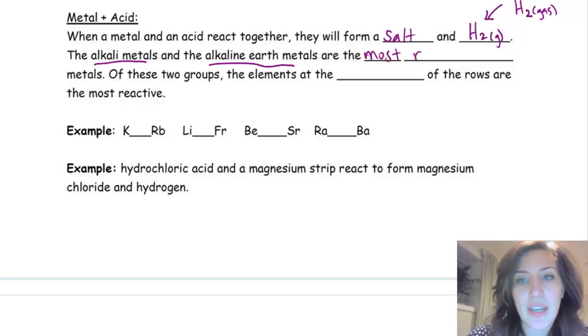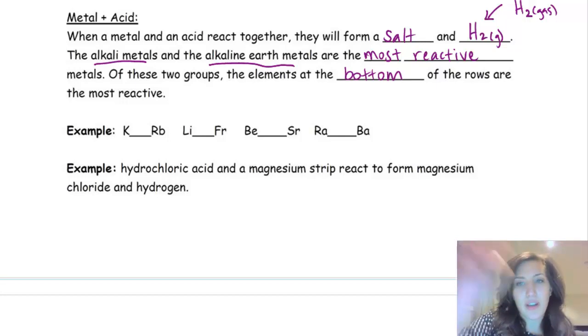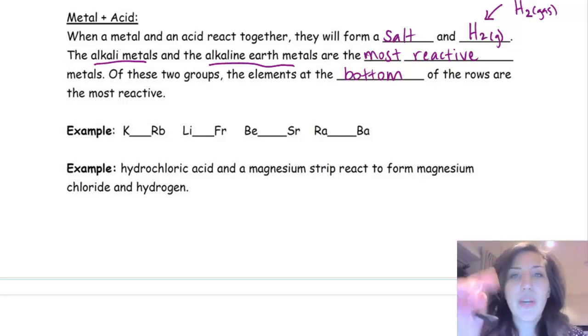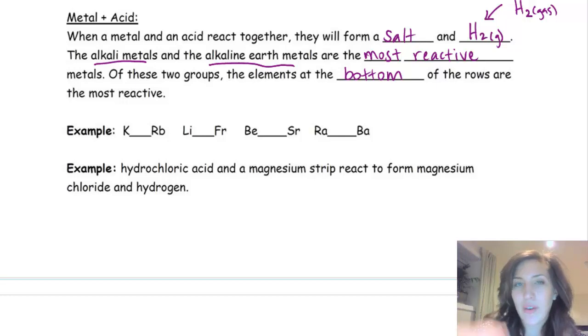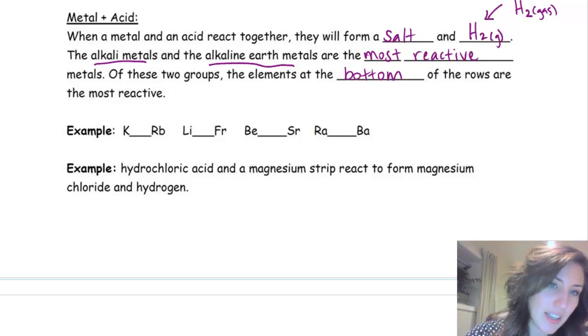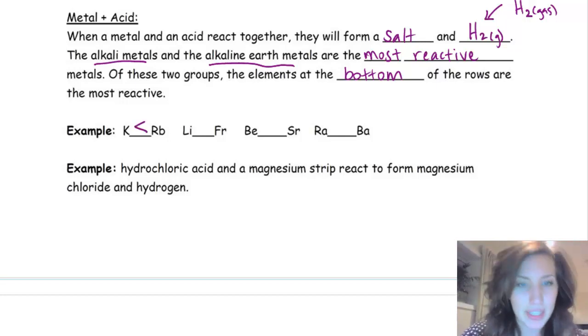So they're the ones that we're going to be checking out here. Of these two groups, the elements at the bottom of each group, the bottom row, are the most reactive. So if you look at your periodic table, which one is lower down at the bottom of the table? Is it potassium, K, or Rb? Well, we see that Rb is more reactive.